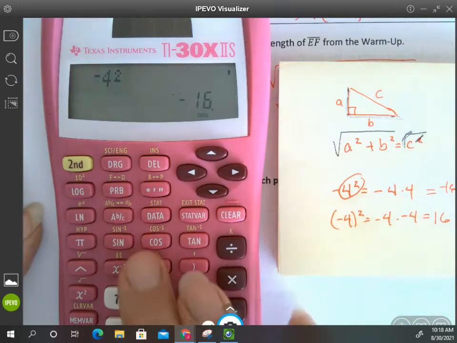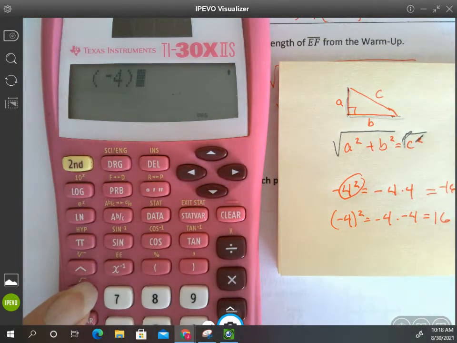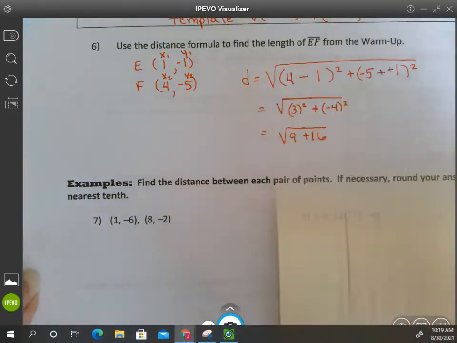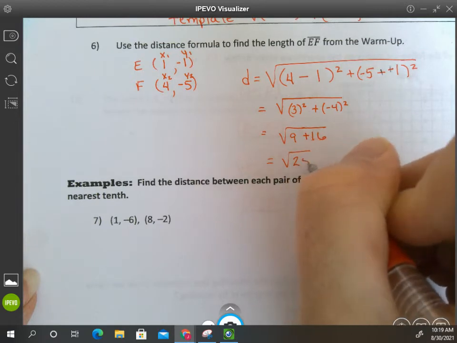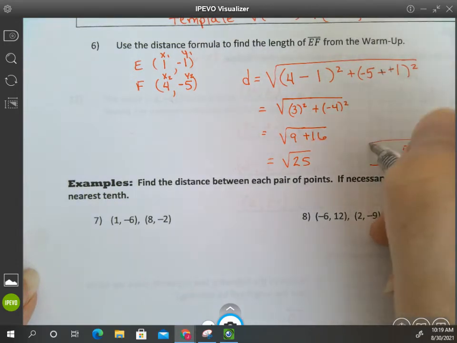So if I use parentheses as I wrote them down, negative 4, close the parenthesis, power on the outside, there I get my 16. So I want to show you that because that's one of our easy mistakes we make. And because we put it in the calculator, we just write it down, right? We're just like, done. So be careful on that. Now, I would add up 9 and 16 and get the square root of 25. And what is the square root of 25? Just 5. So I'm going to say EF is 5 units. So that was a nice number. We didn't have to round it.